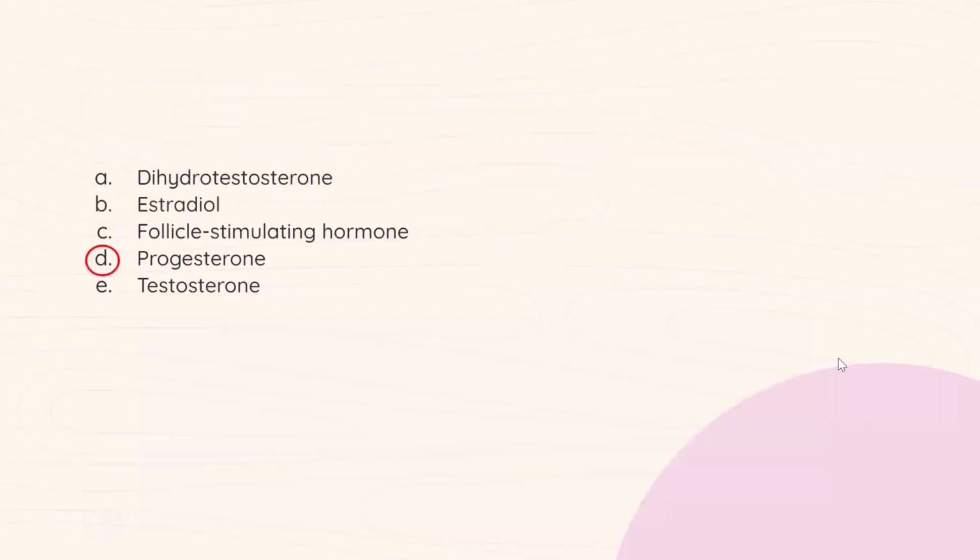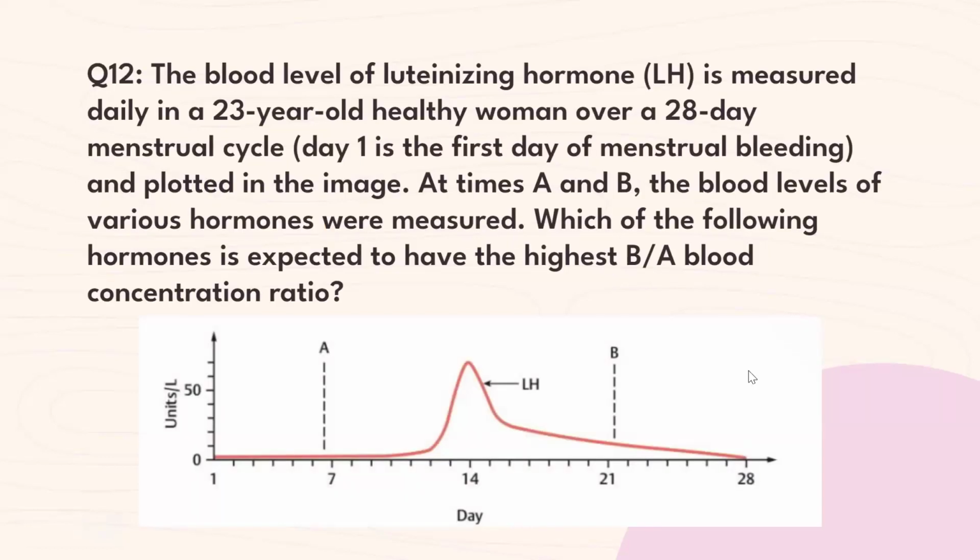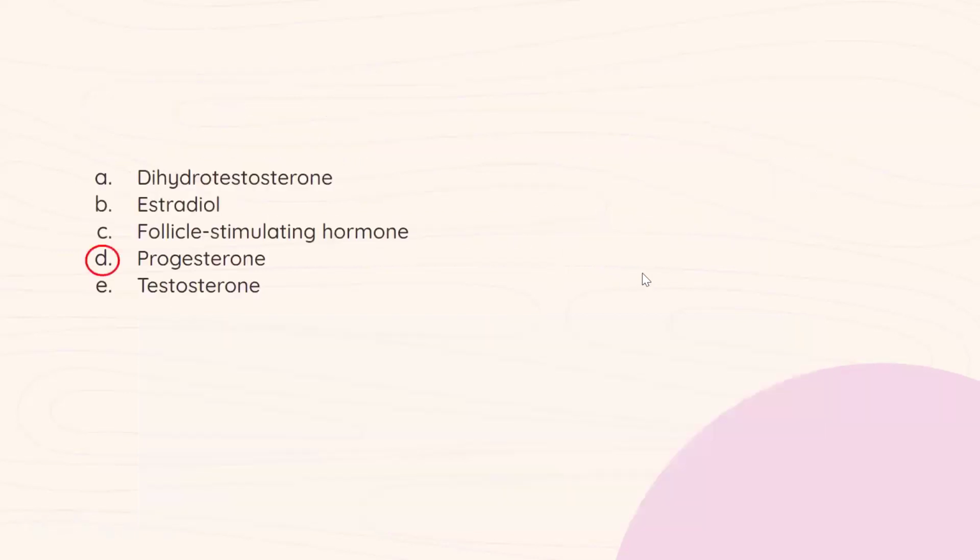Progesterone. Let us see. You were right. Progesterone, absolutely. So we know that progesterone is high here because we have the corpus luteum that's secreting the progesterone. And right here, we talked about this earlier too, but progesterone is pretty low here. So something that is high here, low here, would have a high B:A ratio.